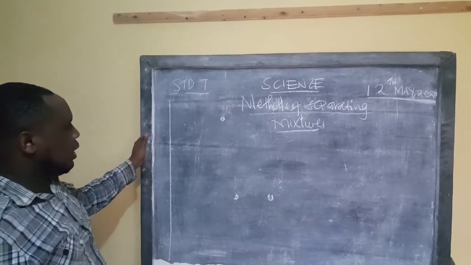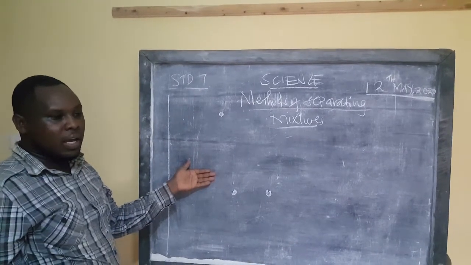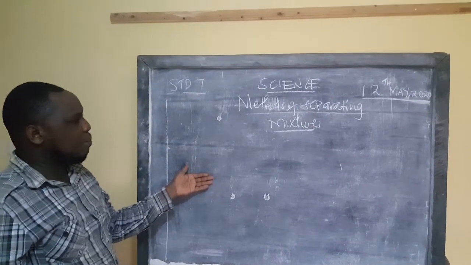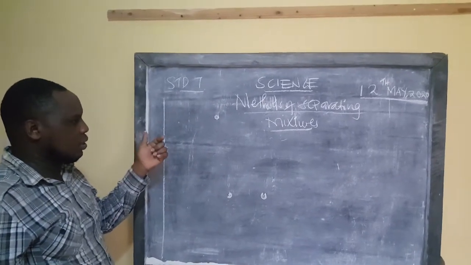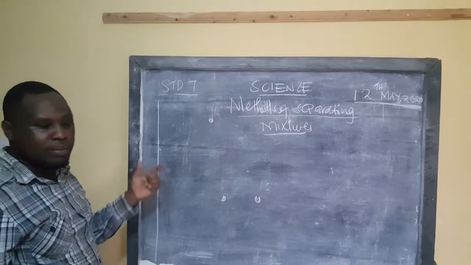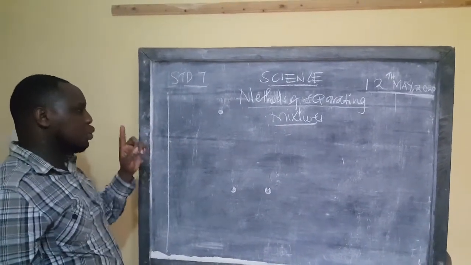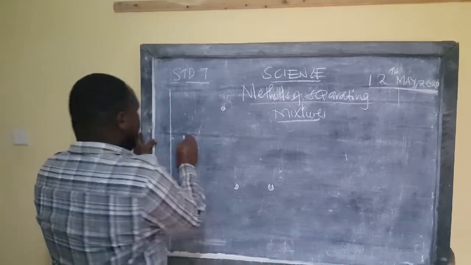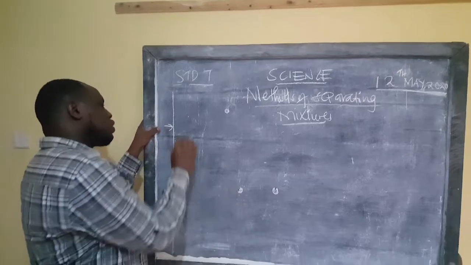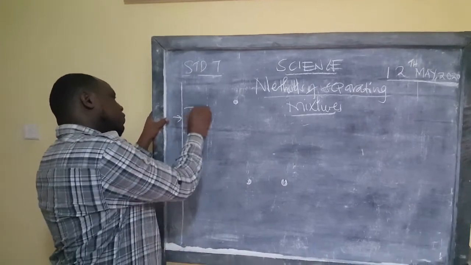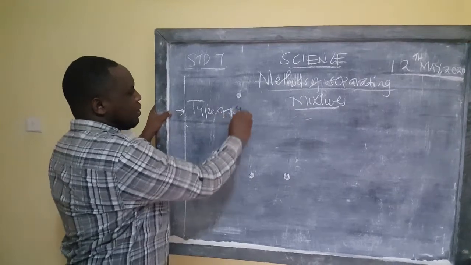So I want us to begin, and to make this lesson very interesting and very brief, I want us to deal with the methods of separating mixtures in a table. Here we are going to do a few things. Number one, when choosing a method of separating mixtures, we are going to consider the type of mixture.